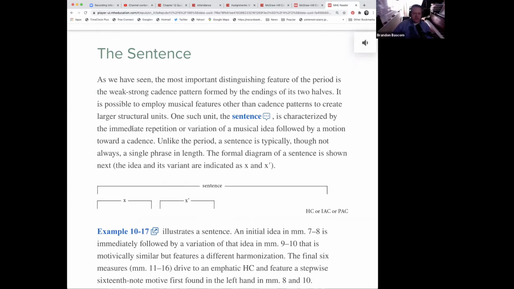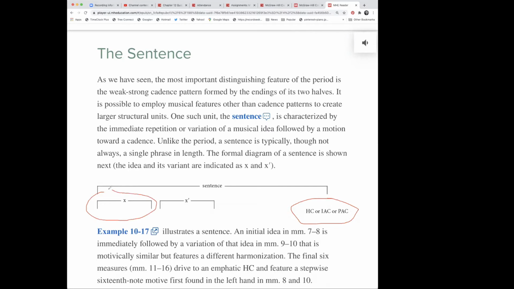Unlike the period, a sentence is typically, though not always, a single phrase in length. And that's punctuated by a cadence at the end of it. With me? Yeah, okay. So we've got a musical idea, and it's repeated, although it can be changed. So we have an idea and its variant, and they're labeled as X and X prime. But those wouldn't have cadences at the end of those phrases necessarily.